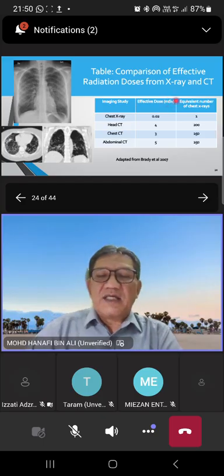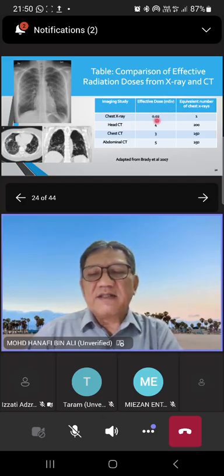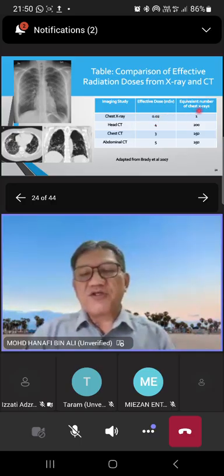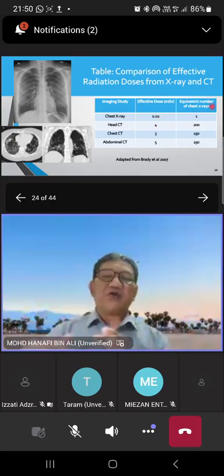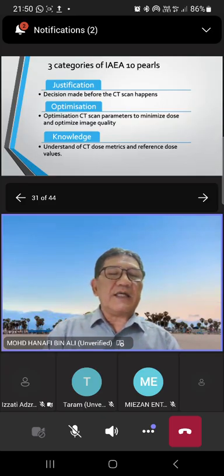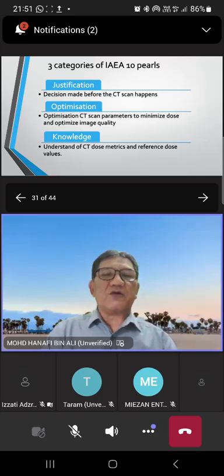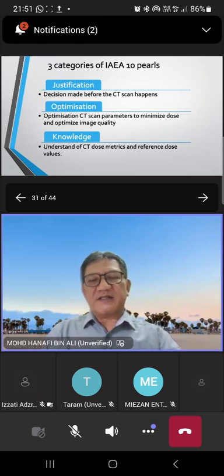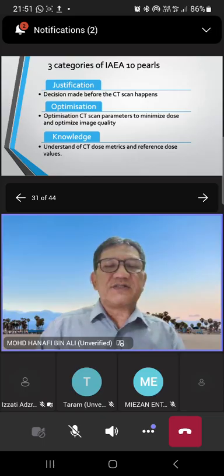One chest X-ray here is different in Australia, 0.06. Just now I mentioned about 0.02. You see, different technology, different machines, they produce different doses. For example, if they have very high technology, a good detector, a good X-ray tube that produces X-rays, we can get better dose reductions.